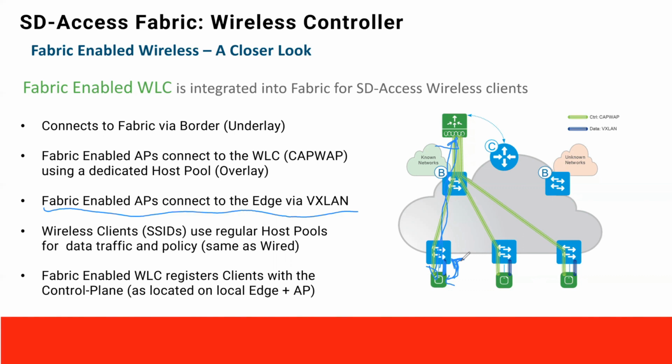Also, considering the wireless part, the day 4 or fourth session will be dedicated to wireless: how you can integrate your existing wireless and how wireless works in an SDA fabric. We will have a detailed look at how this is enabled and how it works. This is just an overview, that fabric enabled APs connect to the edge via VXLAN and connect to the wireless controller via the traditional CAPWAP protocol.